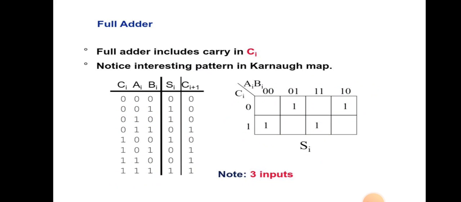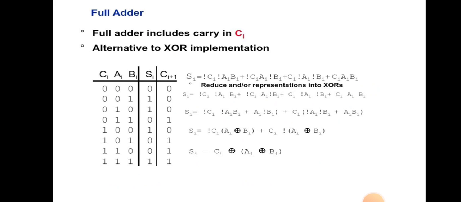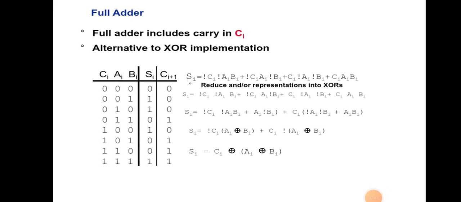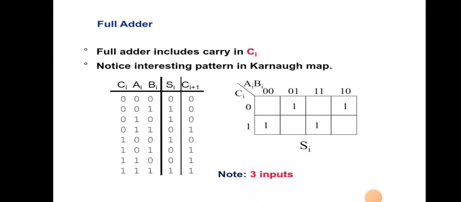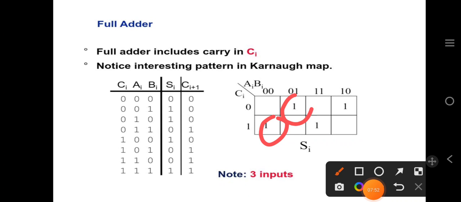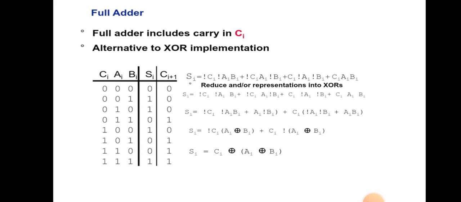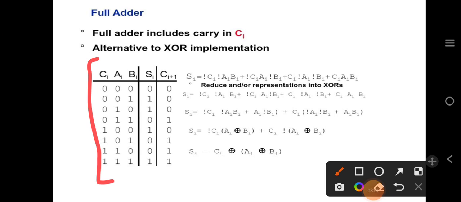After this, the next step is to write the equation for this K-map. There are 2 alternative methods. You can write the equation for these 4 groups. This is one method, and another method is you can write the equation by referring to this truth table. So how can you write it? First write the SOP equation for this one.